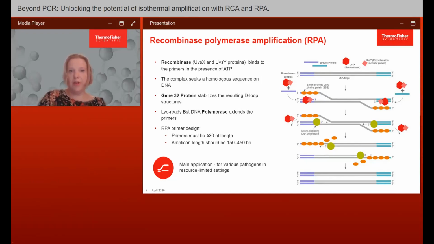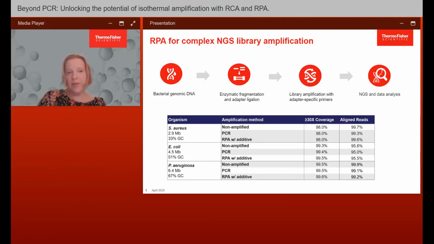This method is often used to detect pathogens in resource-limited settings, and when there is no lab with thermocyclers, for example. This method is very efficient. It's easy to design primers. It's easy to optimize. It's so robust that we ask the question if it can do something more complicated, if it can amplify libraries for next generation sequencing.